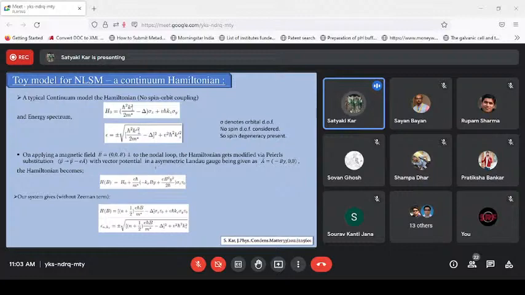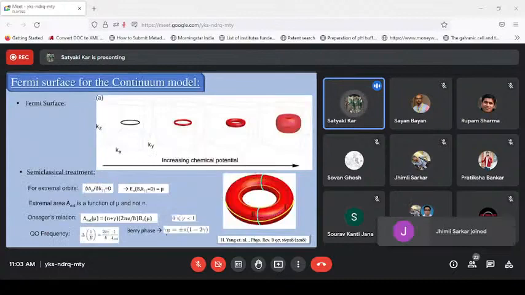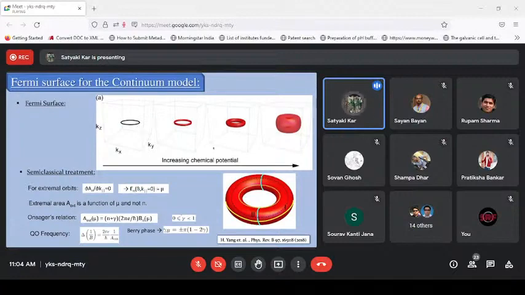Now, if you put a magnetic field there in the perpendicular direction, you have to again do the Peierls substitution, and then your Hamiltonian gets modified, and finally on the Landau level basis, this is your Hamiltonian, and this is the energy expression. Now we have to take a look at the Fermi surfaces. When my energy is 0, the Fermi surface actually falls on top of that nodal loop. So basically, this is a closed line at energy equals 0. If we keep on increasing the energy, the chemical potential, we will get torus-shaped Fermi surfaces that surround that nodal loop.